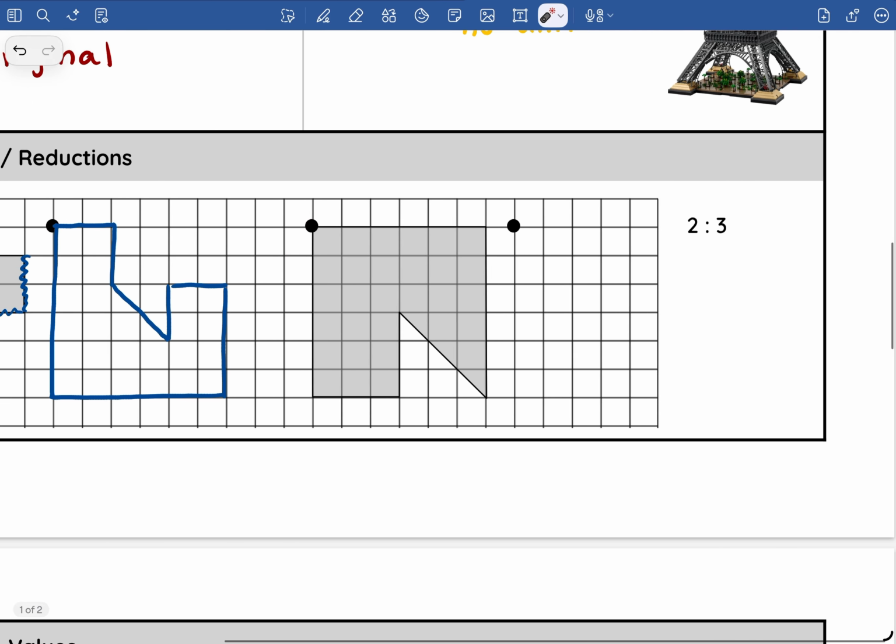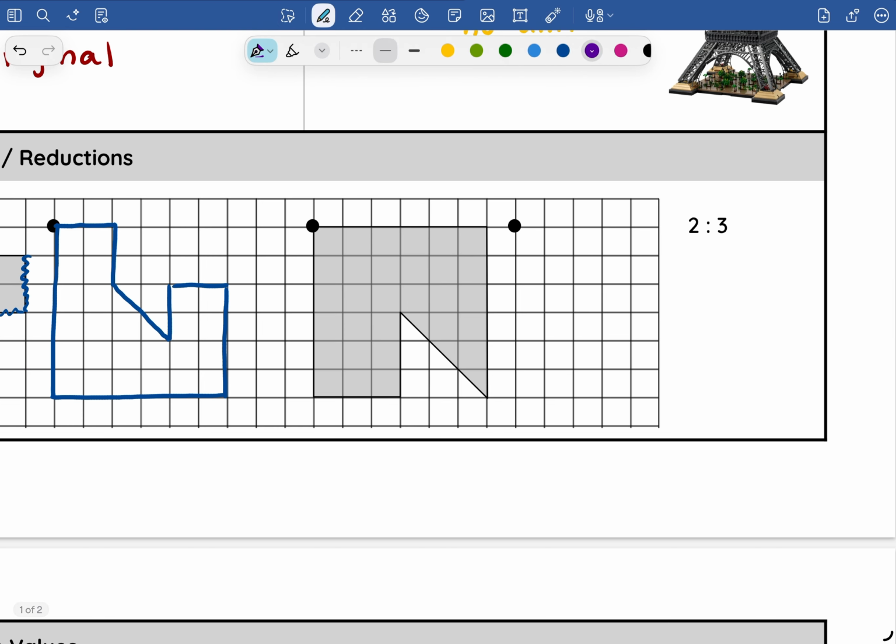On the next one, this one's a little bit weird because we don't have any 1s involved. So our scale factor is kind of interesting, but again, we can think about this as a fraction, which would be 2 over 3. And what is 2 over 3 as a decimal? What we get is 0.6 repeating.